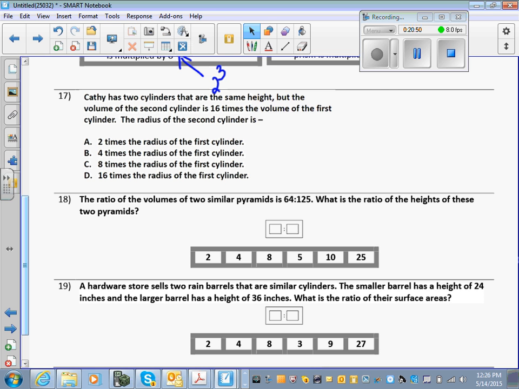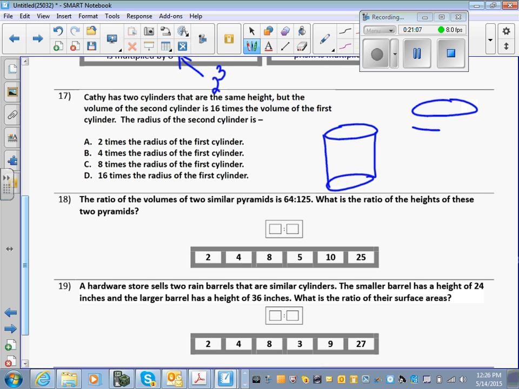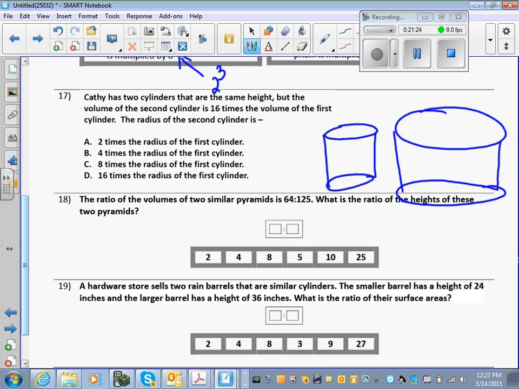So what we need to do is, Kathy has 2 cylinders, and they are the same height, so I don't need to make height different. But the volume of the second cylinder is bigger, so the radius would be bigger. One of them is going to have a bigger top. The height is the same, but one of them is just going to be bigger, just making it so that it's visual.